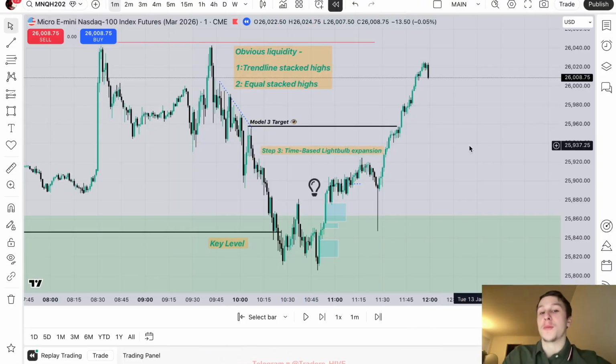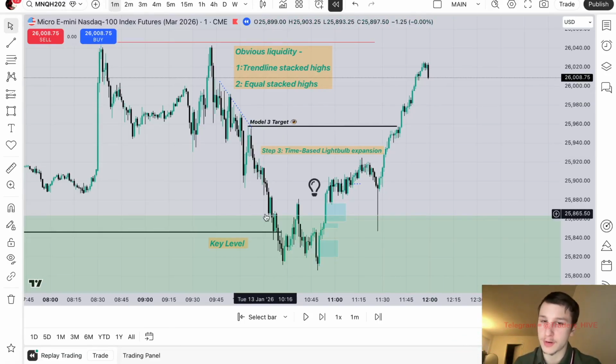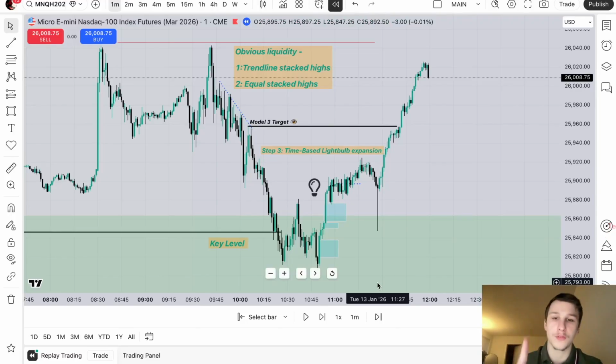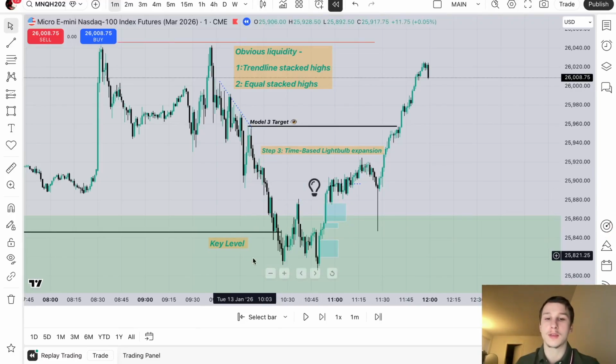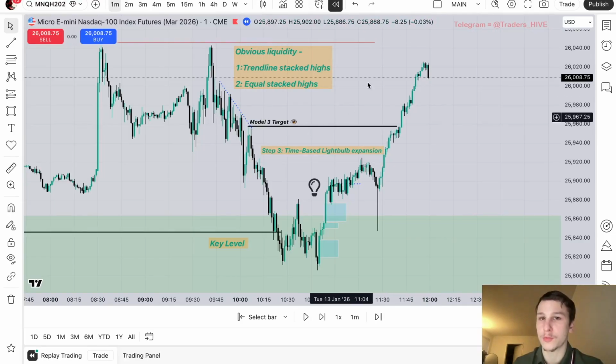So let's recap for a moment. This is a 3-step process. When you break down Model 3 to its core, you want to really be focused on 3 things primarily, obviously with the rest of the checklist. But for now, this is what I want you guys to focus on in this episode. These 3 components. This is what you need to focus on first, before anything else. Key level engaged. Identifying obvious opposing liquidity in the form of trendline stacked highs like here, or equal stacked highs like you see here. One of the two, this will be valid.